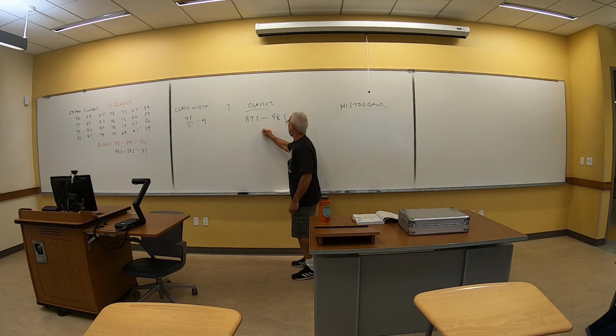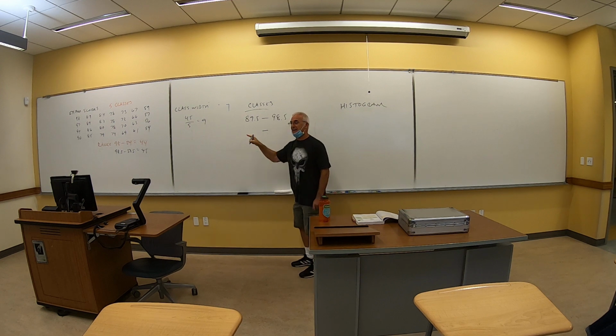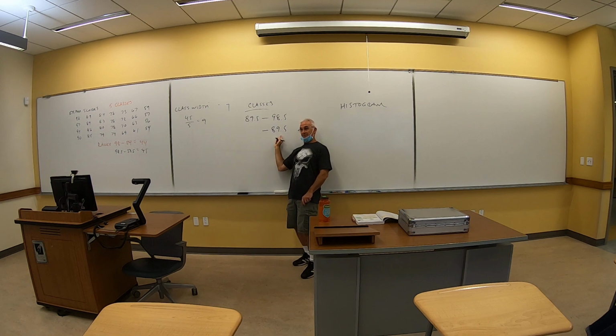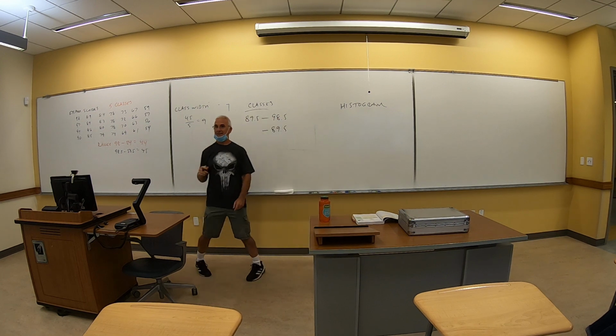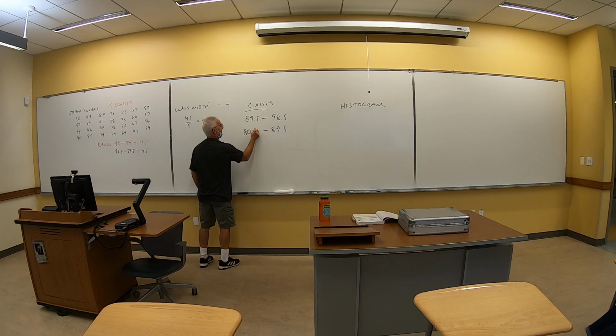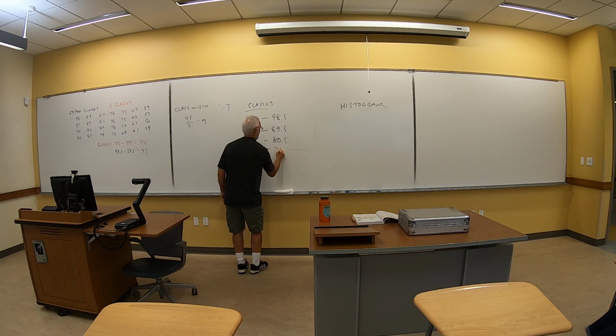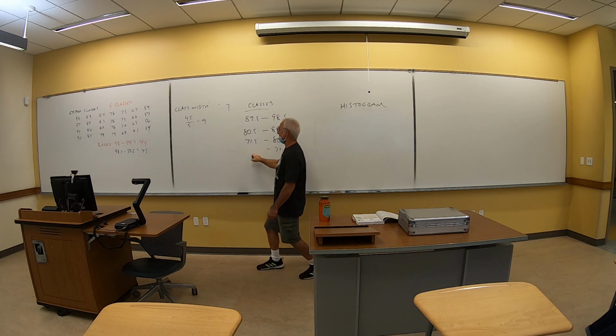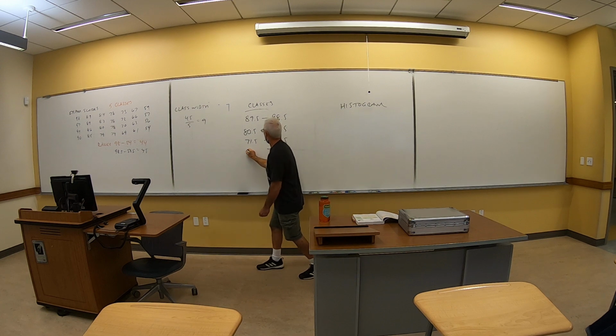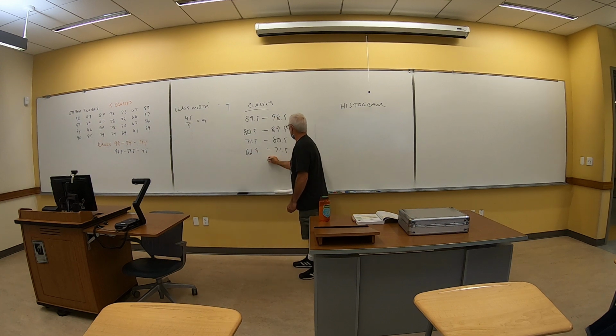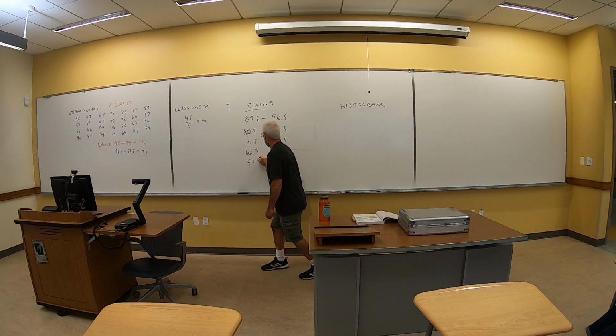Now, here's the great thing about a histogram. Where is the next class going to end? At 89.5. No gaps. So where will this one start? 80.5. 80.5, perfect. And this one will end at 80.5. Where will it start? 71.5. This one will end at 71.5, so where will it start? 62.5. There we go. And then finally, this one ends at 62.5, so it starts at 53.5.